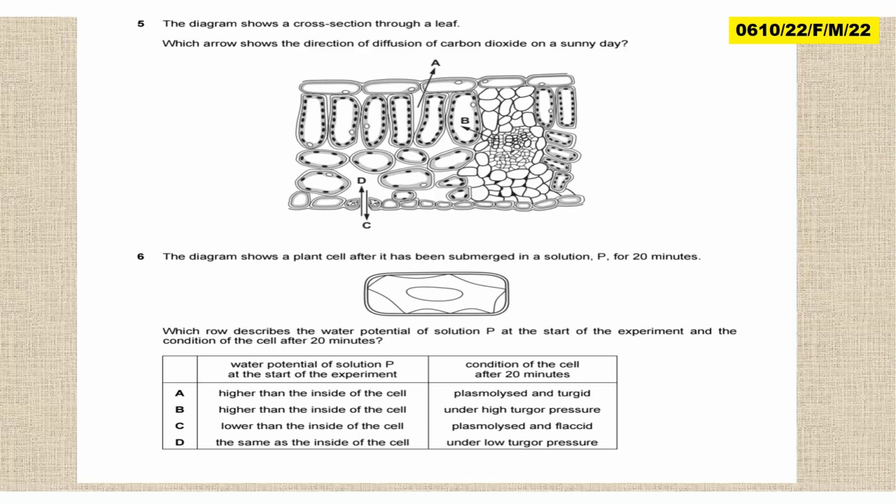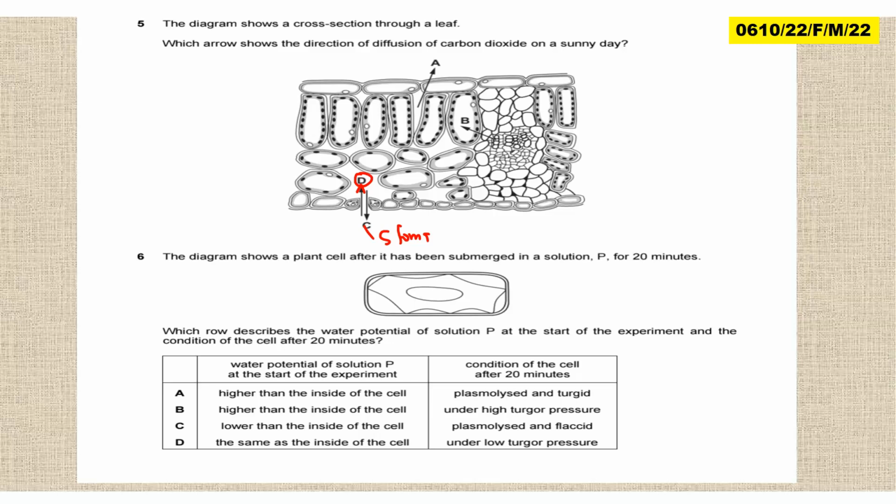Let us look at Paper 2, February/March 2022. That is Paper 2, Variant 2, February/March 2022. The diagram shows a cross-section through a leaf. Which arrow shows the direction of diffusion of carbon dioxide on a sunny day? Carbon dioxide is needed in the plant, so it goes into the plant, so it is D. The arrow is showing movement into the plant, and this is through the opening called the stoma.